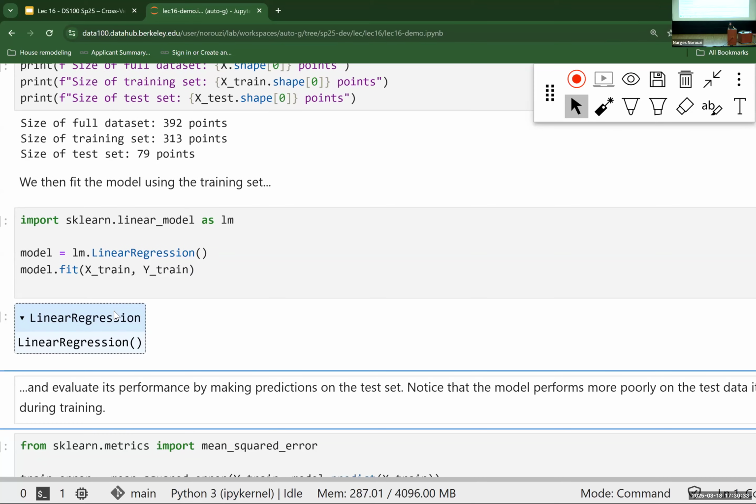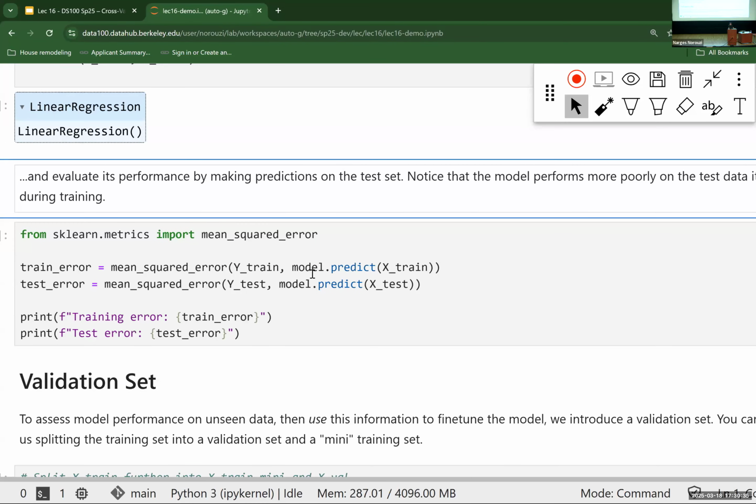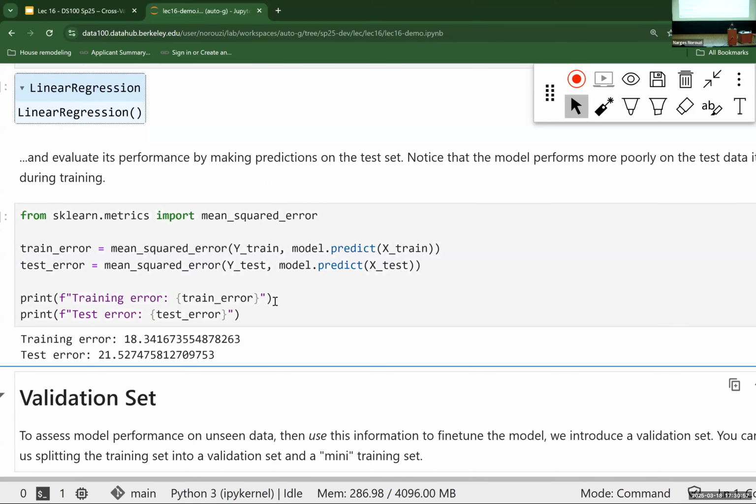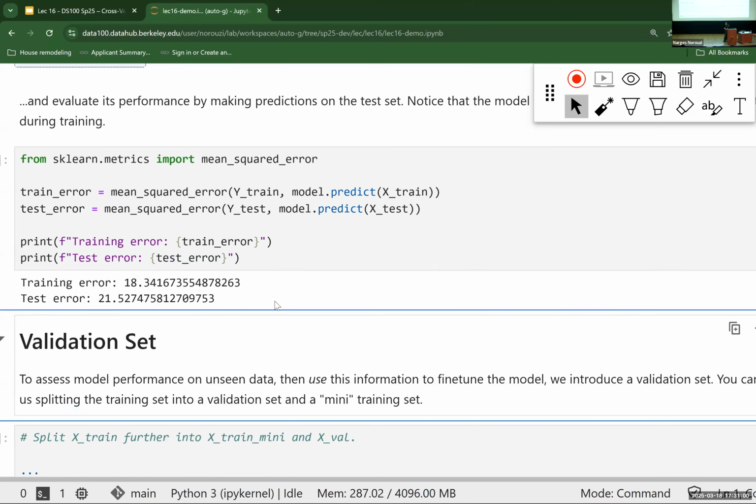So I have the linear regression object ready to go. It has all the coefficients. So what I can do is go ahead and say, okay, model, do the prediction on the training data. And then I'm going to compare you with the training ground truth labels. I'm going to do the same thing for the test. And then there is this function mean squared error again from scikit-learn that I can directly call, get the aggregated training error, get the aggregated test error, and I'm printing both of them. Let's take a look. 18 and 21.